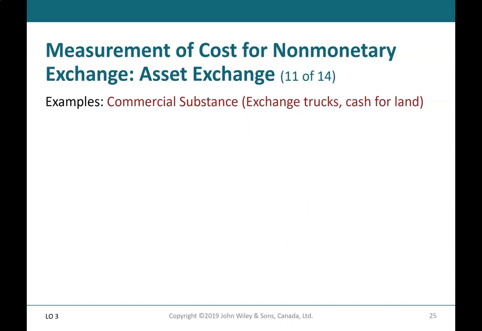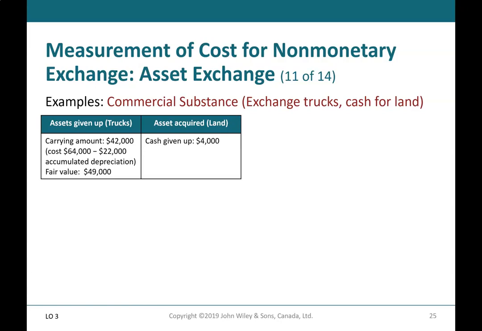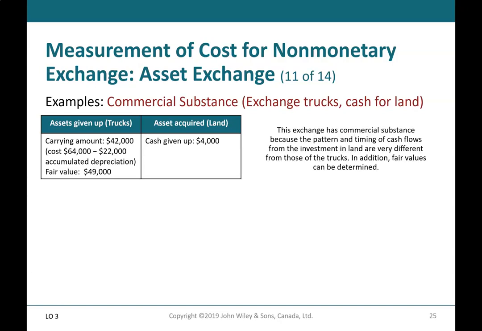Measurement of cost for non-monetary exchange, Asset Exchange 11 of 14. Examples: commercial substance, exchange trucks, cash for land. Assets given up, trucks, carrying amount $42,000, which is cost of $64,000 minus $22,000 accumulated depreciation, fair value $49,000. Asset acquired, land, cash given up $4,000. This exchange has commercial substance because the pattern and timing of cash flows from the investment in land are very different from those of the trucks. In addition, fair values can be determined.